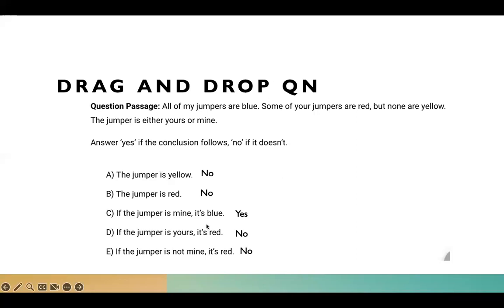Yeah, so essentially this is called a syllogism. It's a type of question where you'll basically get sort of drag and drop boxes of yes or no, and then you have to decide which answers are yes and which answers are no.